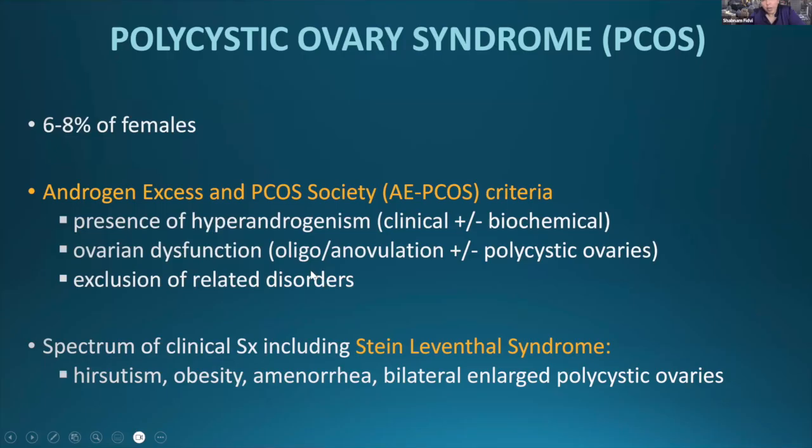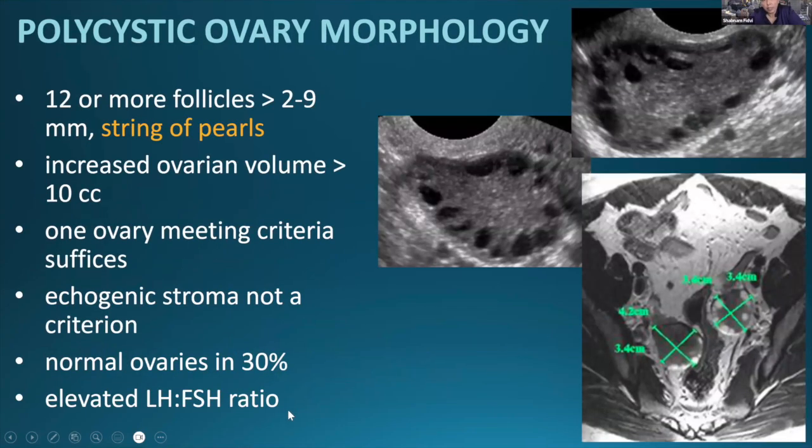ovarian dysfunction, so that includes oligomenorrhea and anovulation with or without polycystic ovaries, and then you have to exclude related disorders that can produce these symptoms. Perhaps you've heard of Stein-Leventhal syndrome, which is basically a spectrum of hirsutism, obesity, amenorrhea, and bilateral enlarged polycystic ovaries. Let's see what these look like on imaging.